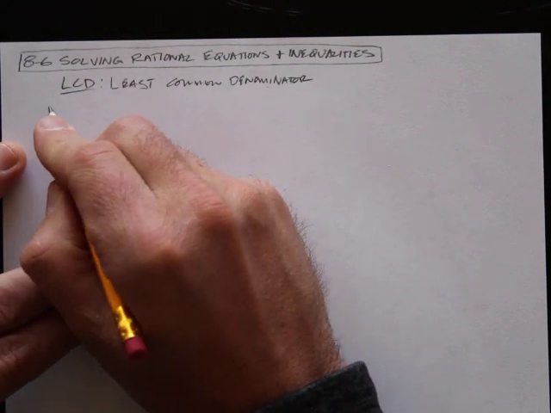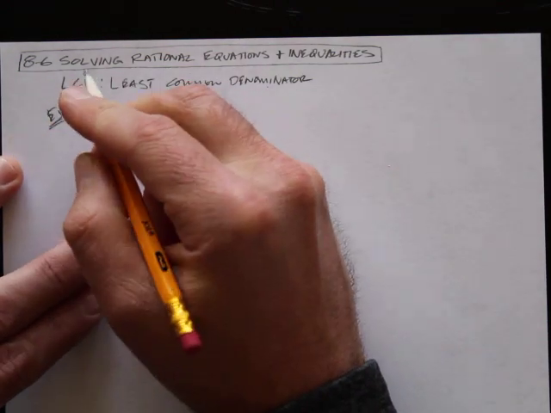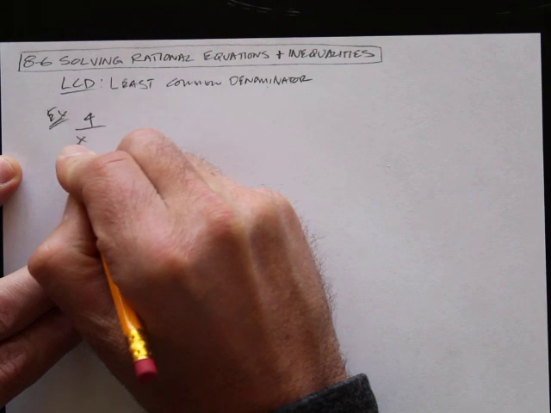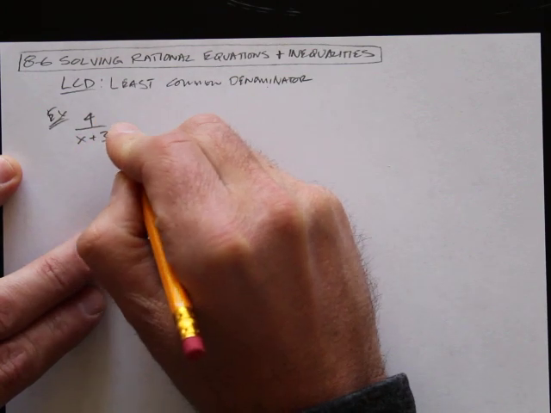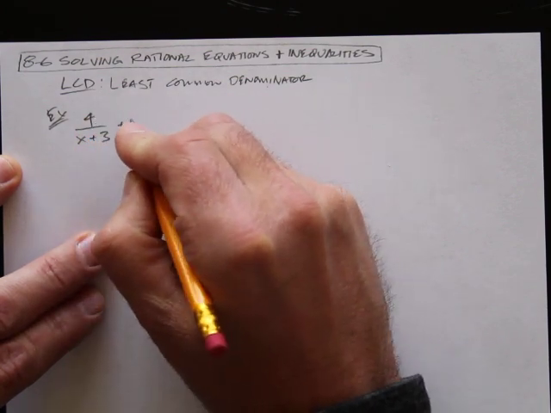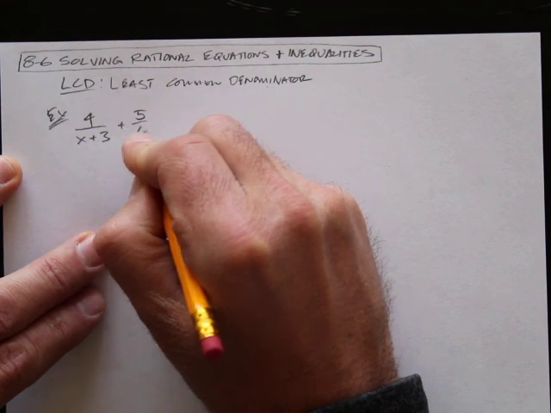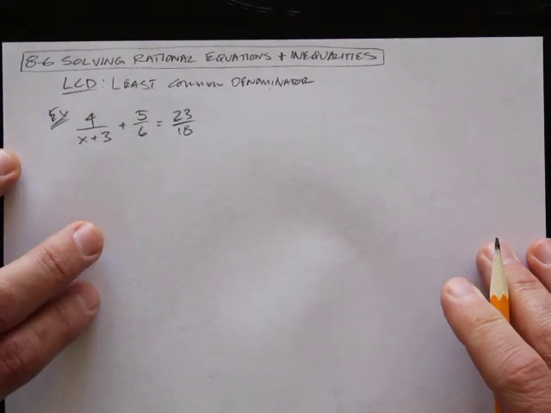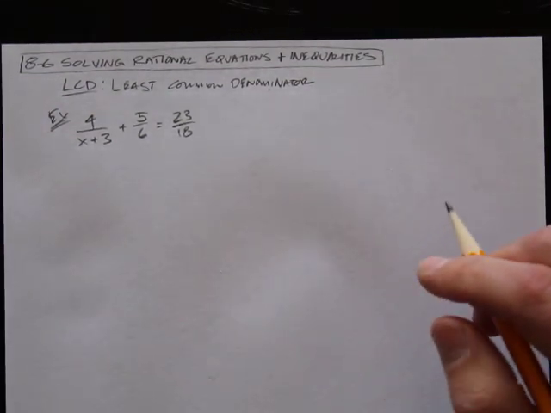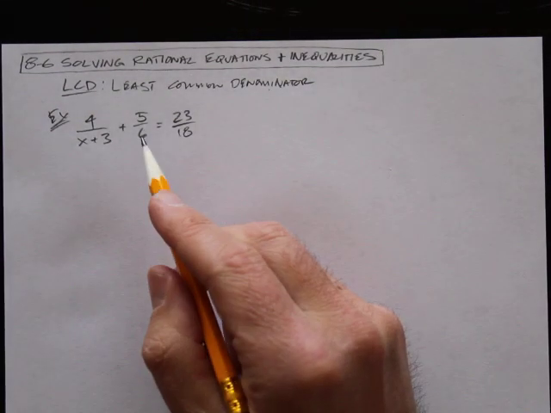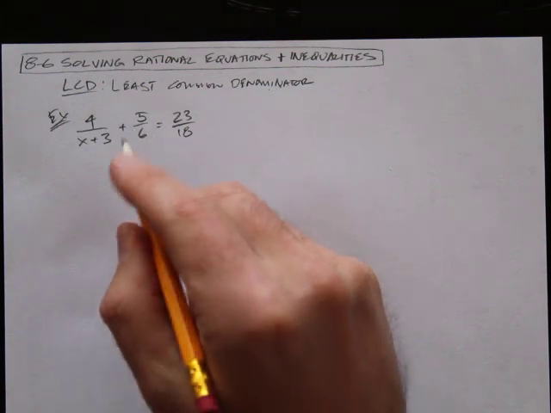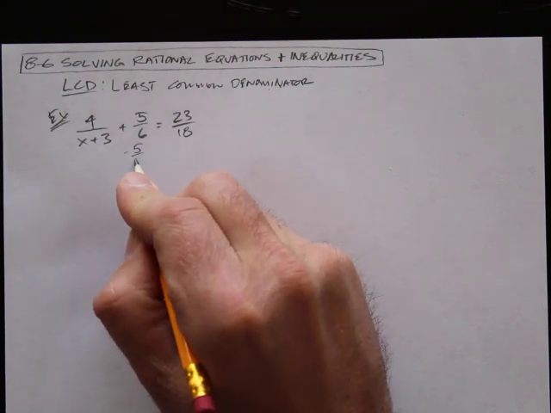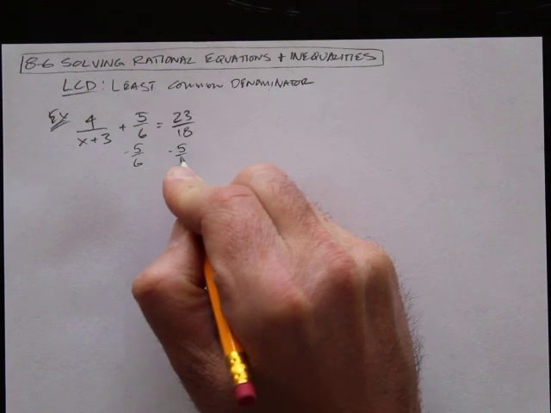All right, let's look at our first example here. We're going to start off somewhat simply here. 4 over x plus 3 plus 5 over 6 equals 23 over 18. So the way we're going to solve this is we're going to get rid of this fraction here first, this 5 over 6. We're going to subtract that from both sides.